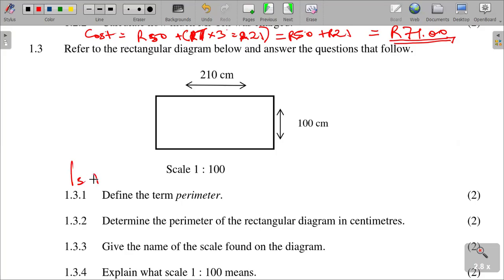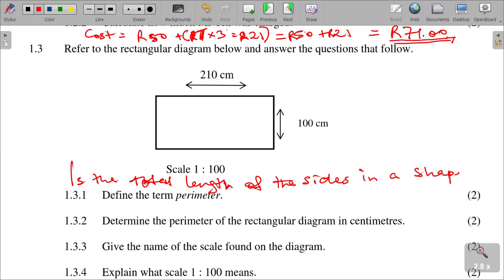Perimeter is the total length of the sides. It is the total length of the sides of a shape, or in a shape. You understand, it is the total length of the sides in a shape. That is perimeter.